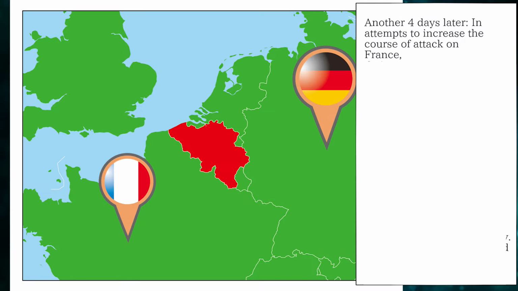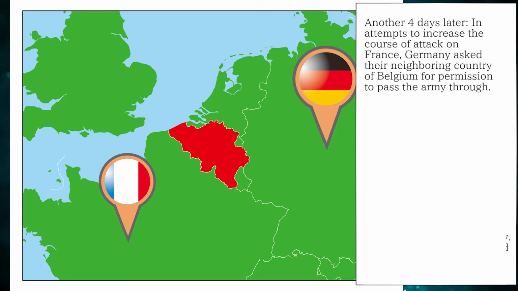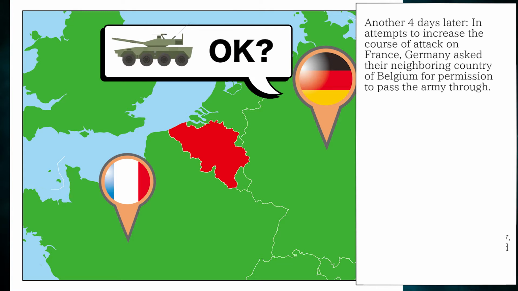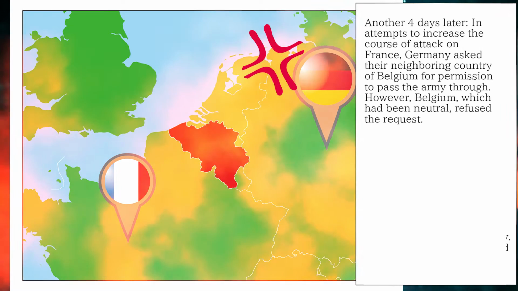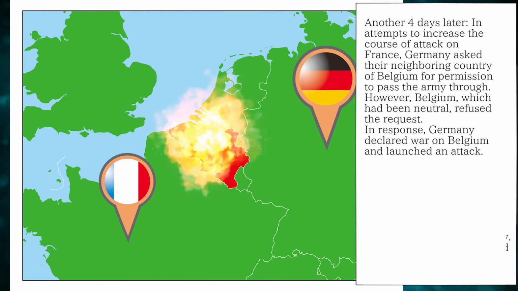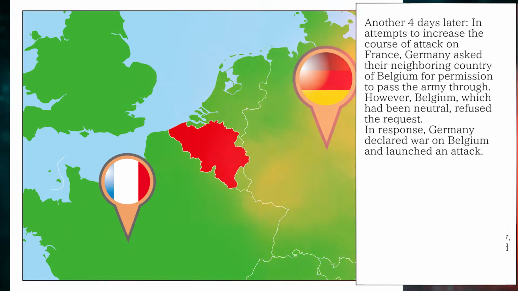Another 4 days later, in attempts to increase the course of attack on France, Germany asked their neighboring country of Belgium for permission to pass the army through. However, Belgium, which had been neutral, refused the request. In response to that, Germany declared war on Belgium and launched an attack.